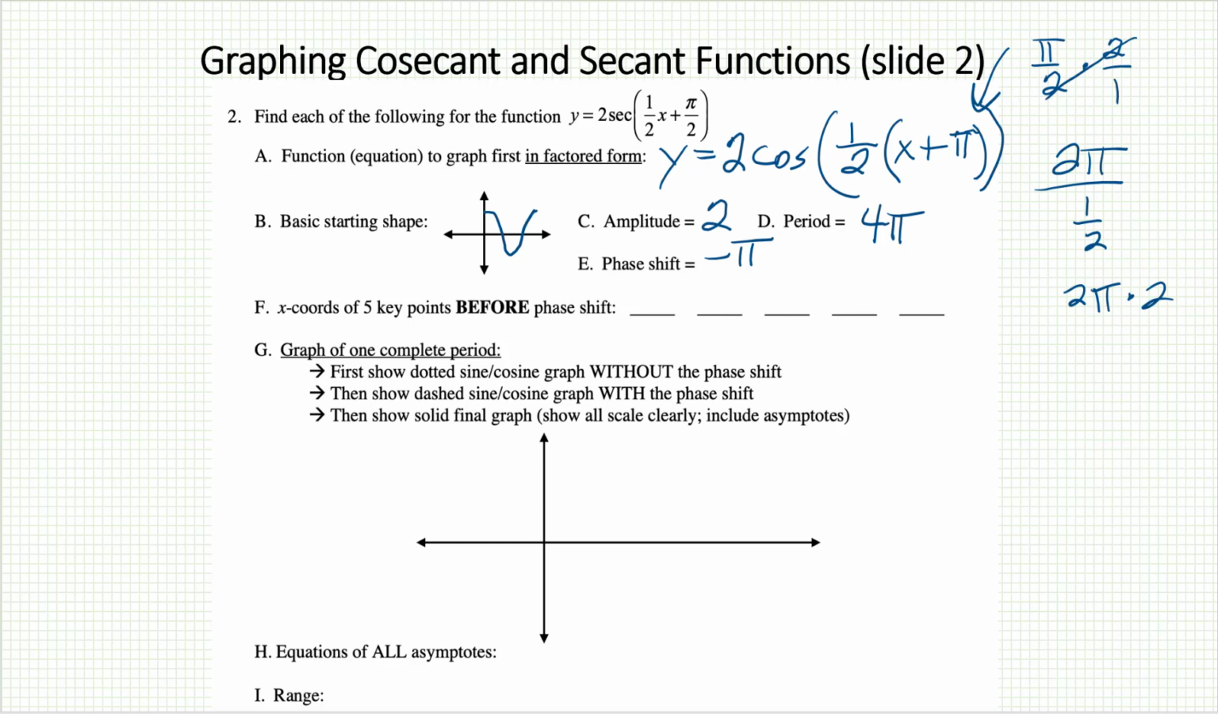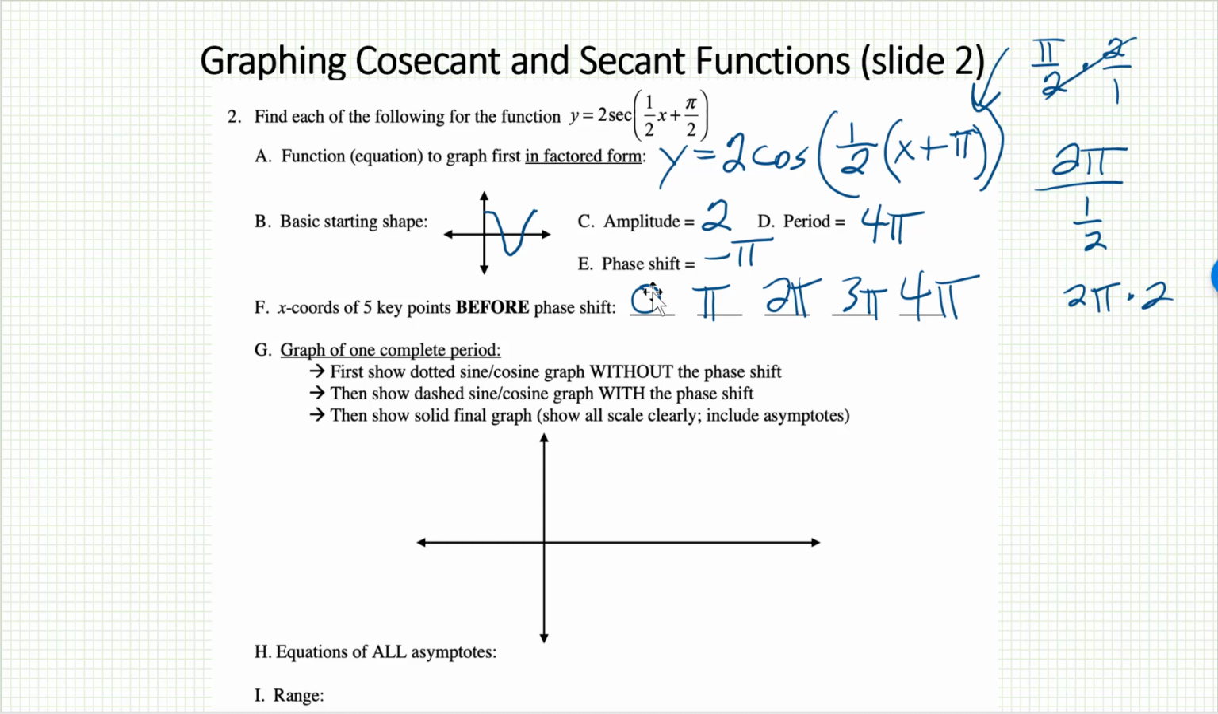Okay, let's write down our x-coordinates of the 5 key points before the phase shift. We always start at 0, we end at the period, cut it in half, cut it in half. This is a very easy one. I'm counting by pi's, so of course this would be 3 pi here.